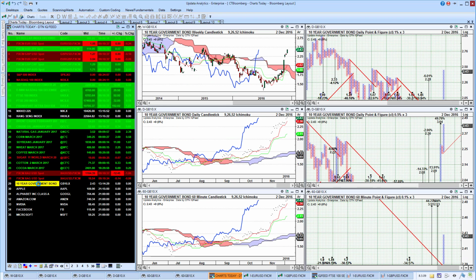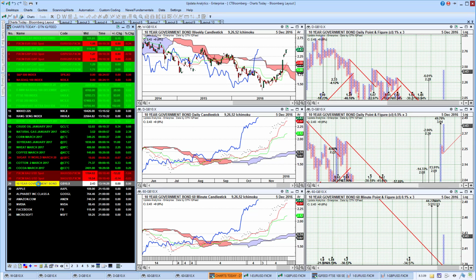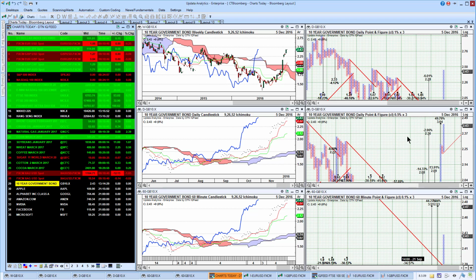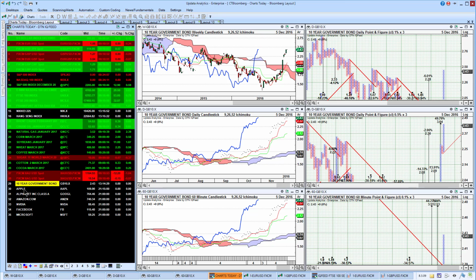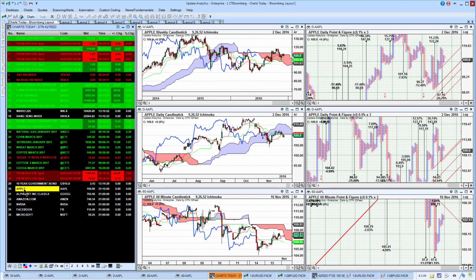A quick look at the 10-year government bond. That's sitting at 2.43%. This is the US bonds. And we have got upside targets to 3.5, 2.5. It really does look like US interest rates are going to go higher and higher as priced in.